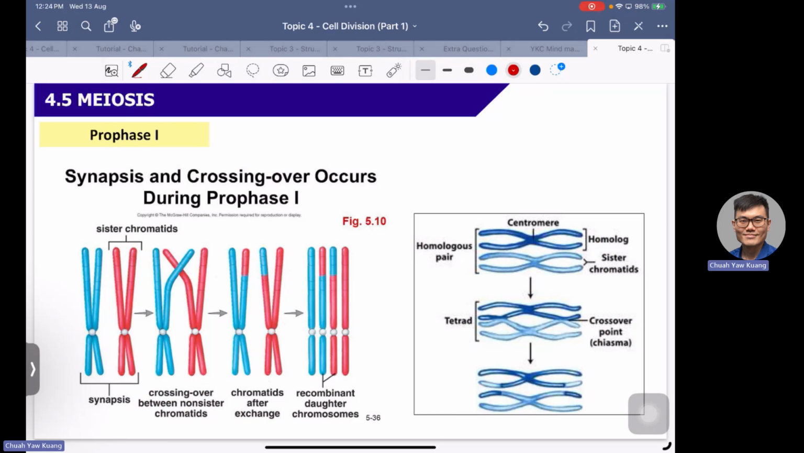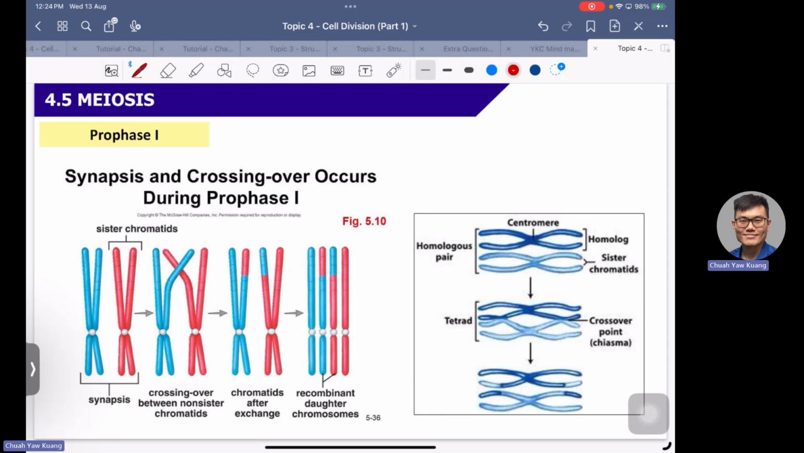So they will form a tetrad. This is a tetrad. Synapsis is the process. Tetrad is the pair of the homologous chromosome. Then crossing over occurs. They exchange the genetic material. You can see here when crossing over occurs, it will enable the genetic variation.